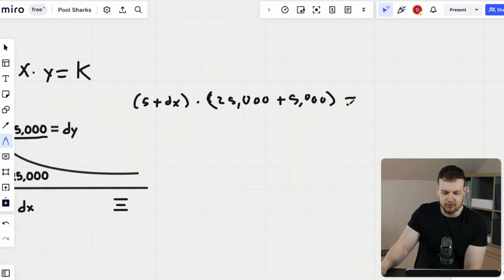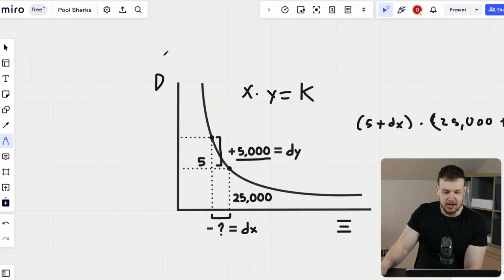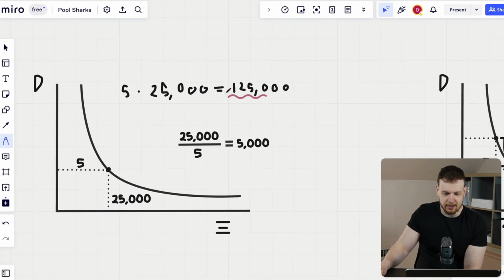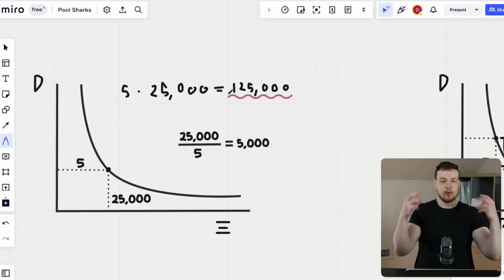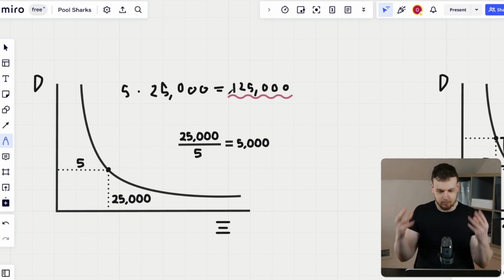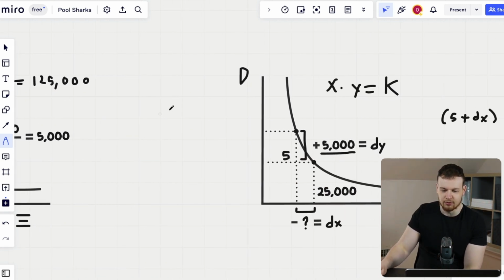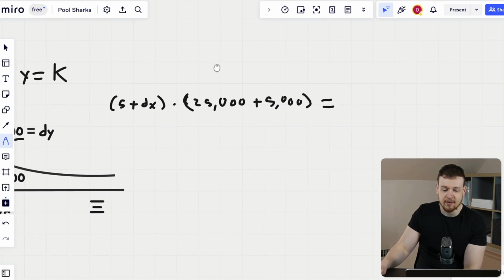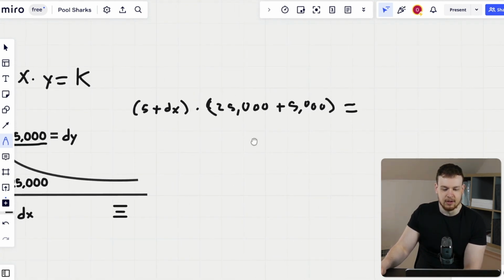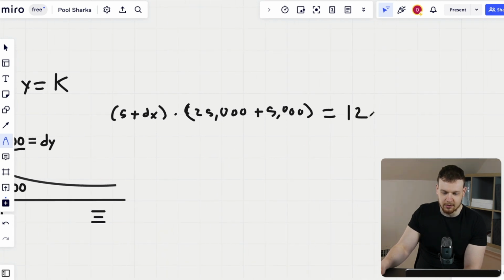And then of course this is going to be equal to the same K value that we calculated here. This is essentially where we get the name constant product, right? So while people are trading, this K value doesn't change, but the supply of each of the tokens does. And this is where we get the notion of price.